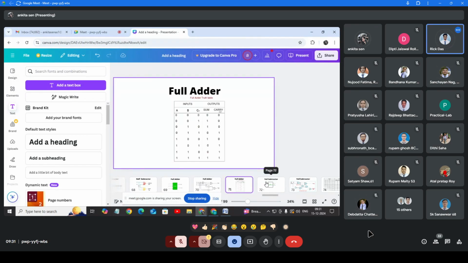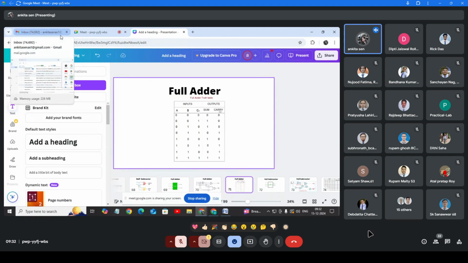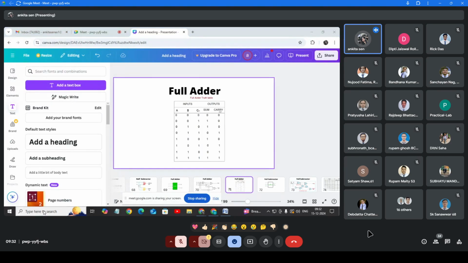Okay. So, you have in your syllabus, in the digital electronics practical syllabus, AND gate, OR gate, NOT gate, all these three gates using NAND gate. I'm writing down the things.